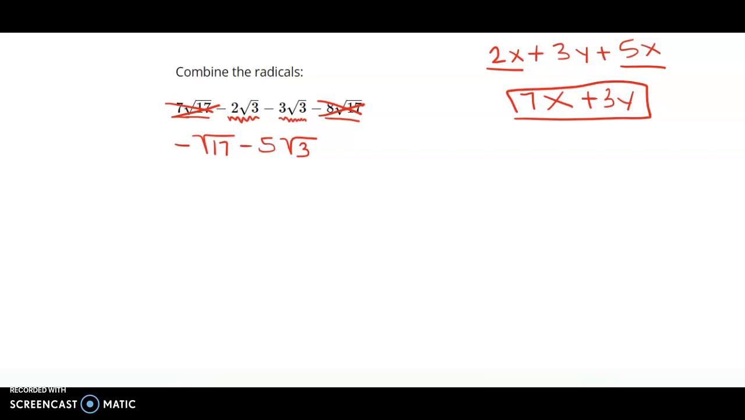We cannot simplify anything under the square root. That 17 won't go lower, the 3 won't factor lower, and we can't combine the 17 and the 3 because they're not the same number. So that would be our final answer there.